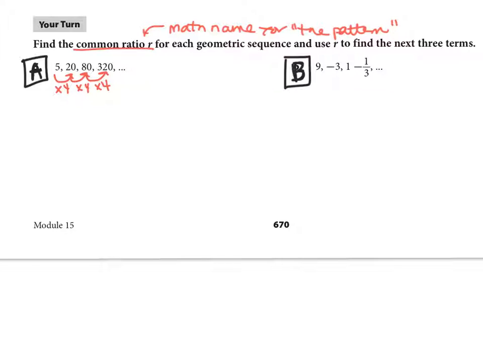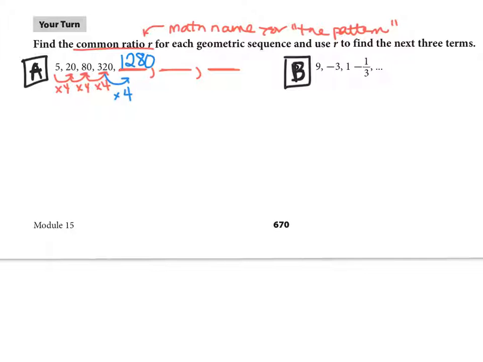Now they want me to find the next 3 terms. This is not any huge mystery. To find the next 3 terms, we just need to keep the pattern going. So I'm going to multiply by 4 again. And when I do that, I'm going to get 1,280.